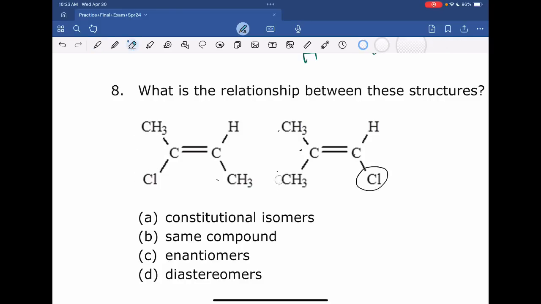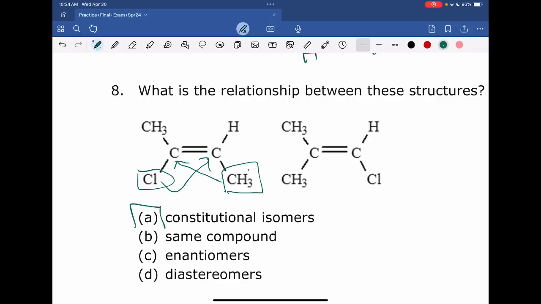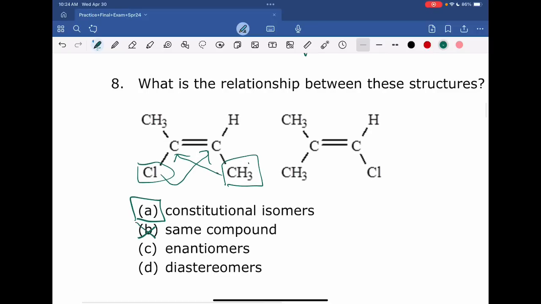The only difference lies in where the atoms are connected, how they are connected. They just basically put this methyl in here, this chlorine in here. That's all they did. They switched them. And when you just connect things differently, that should hint you towards constitutional isomers. Different connectivity, same formula. These are not the same compound.